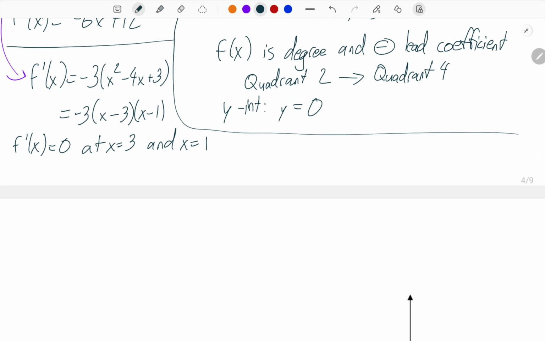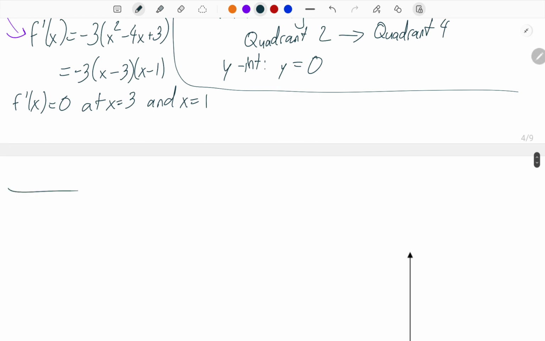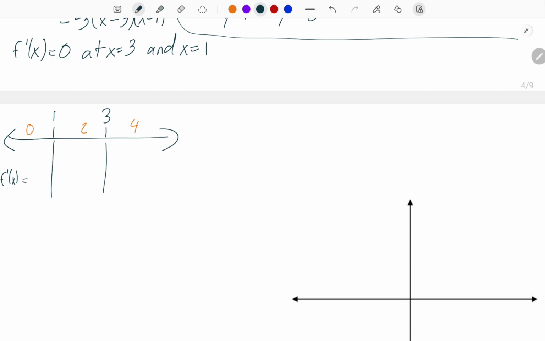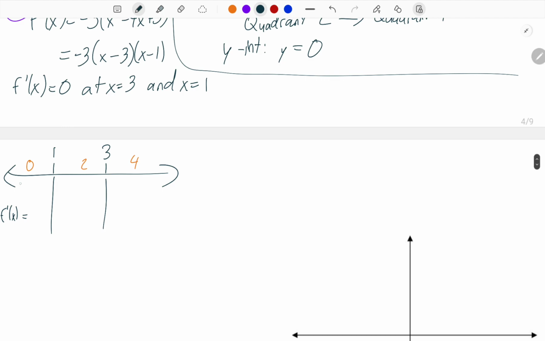So let's figure out our intervals of increasing and decreasing. We will set these critical points on our number line here. I'm just going to put in some test values. Again, it's not like I'm actually going to figure out the value of the function. I just need to know what the sign is. And so f prime of x is going to be, well, let's see. If you plug in 0, you're going to have a negative, the negative 3. 0 minus 3 is negative. 0 minus 1 is negative. 3 negatives gives you a negative answer.